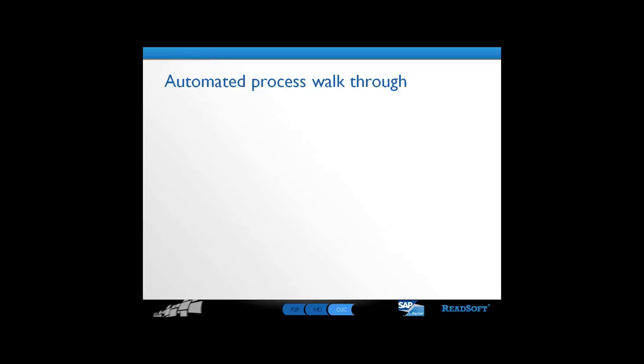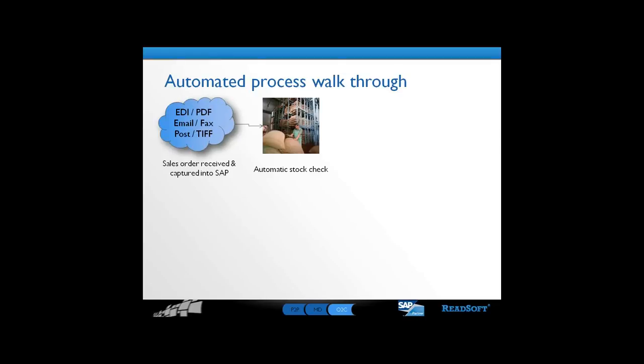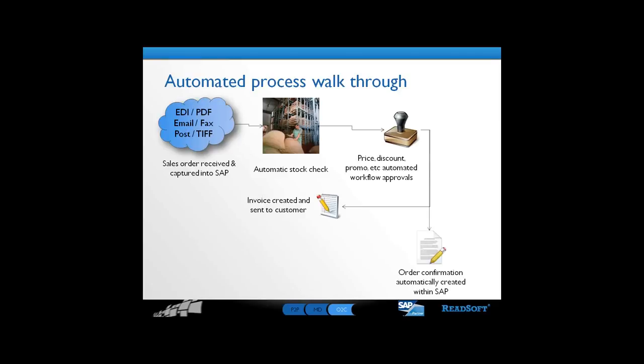But if we could eliminate some of those steps and be a little smarter, rather than doing all the reprinting and rekeying, the sales order would still be received in an automated situation from any of those formats. The key fields would be extracted and automatically captured into SAP. Because we're sure of that data integrity, an automatic stock check can take place. The price, discount and promotional application can all be done through a workflow approvals process that starts automatically. The invoice and the order confirmation are then created, again all automatically in SAP, ensuring that the correct details, PO numbers, quantities, part codes and SKUs are all in there.